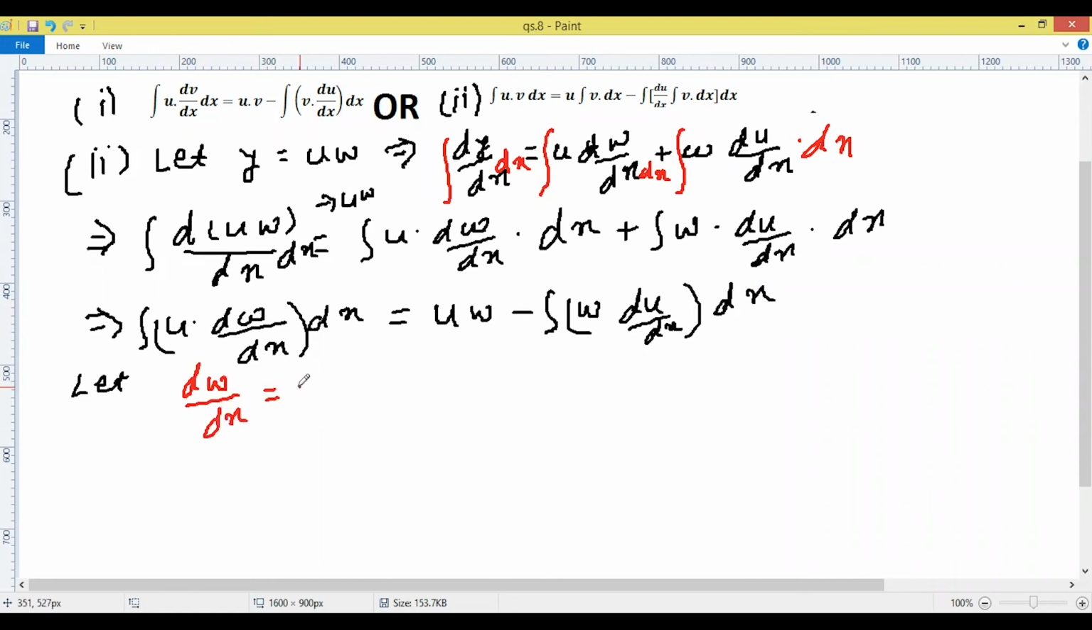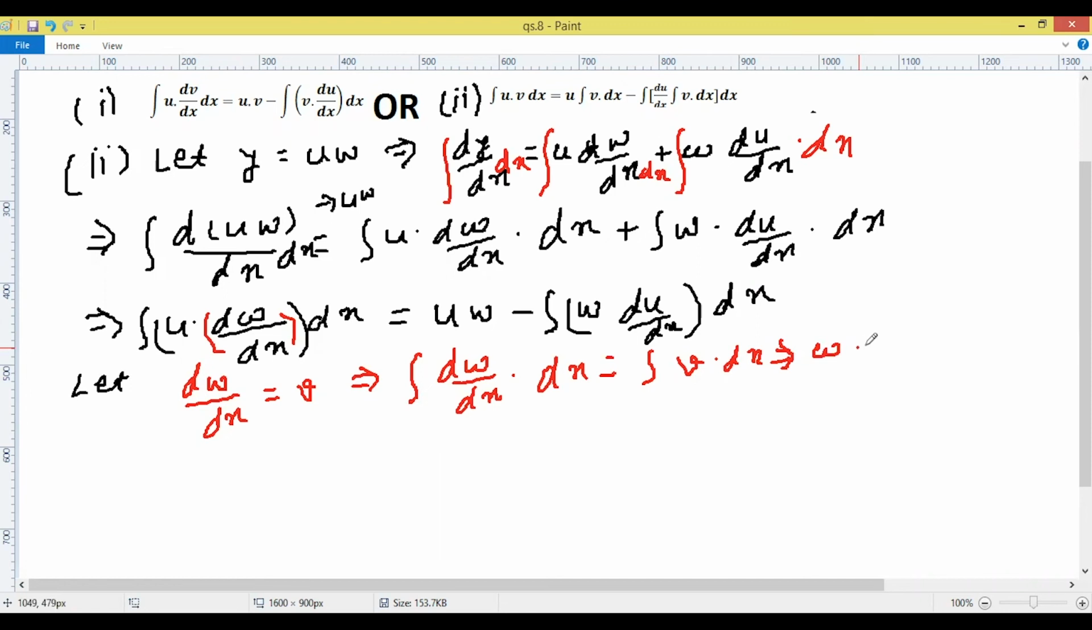Now next, let's suppose that dw by dx is going to be v, for example. We are interested to find w at this point, so you have to integrate both sides. This is dw by dx, integrate both sides with respect to x. So it is going to be the integration of v dx, and as the derivative of w is dw by dx, its antiderivative is definitely going to be w.